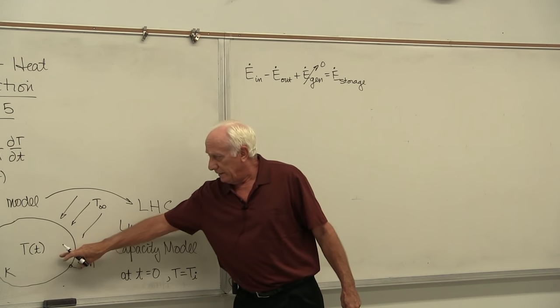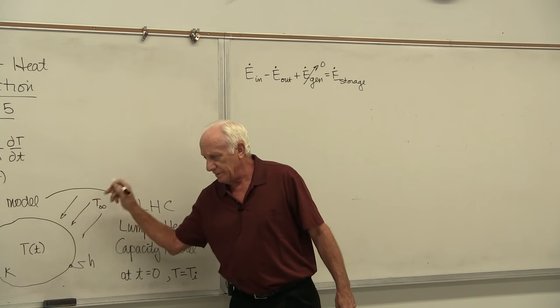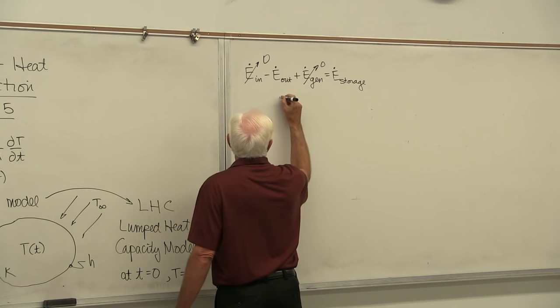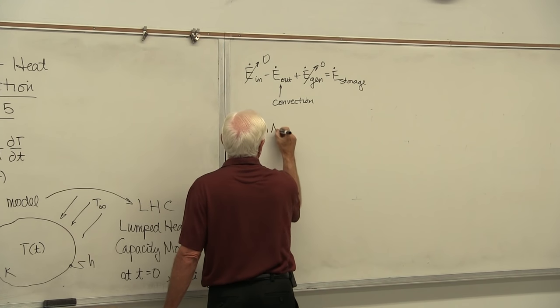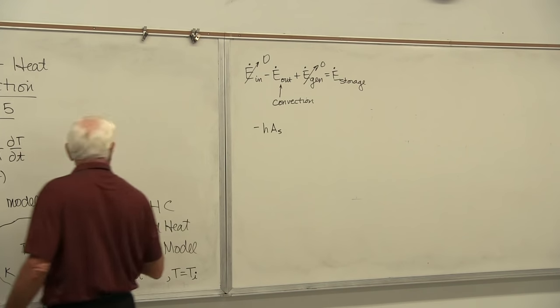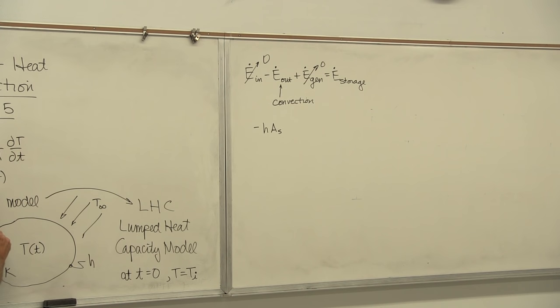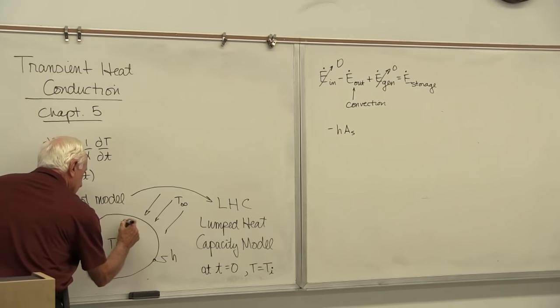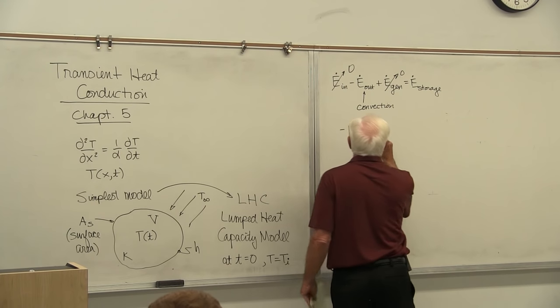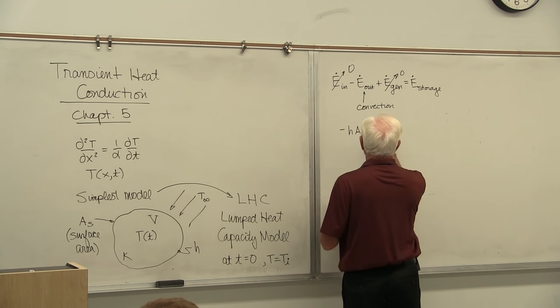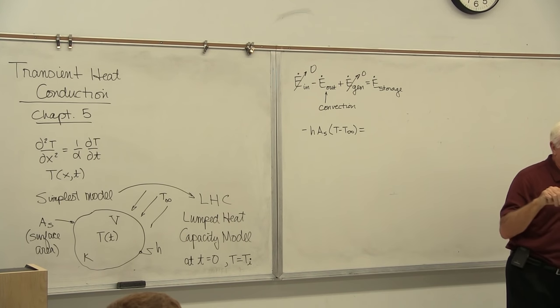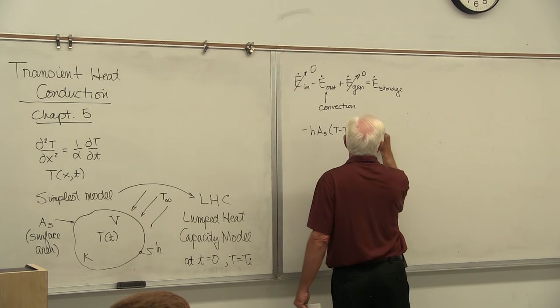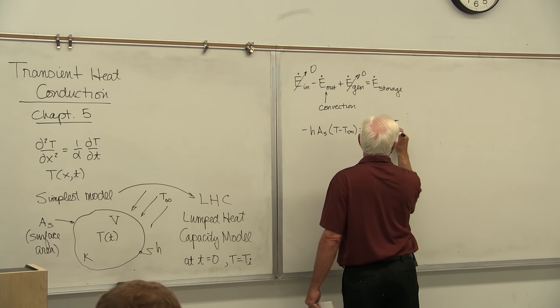So, heat, this is hot, that's cold. Heat's going out. Heat's not coming in. Zero. This is by convection. Minus h A s. A s is the surface area. The volume of this is capital V. h A s, and our temperature T minus T infinity, equal storage, m c sub p, delta T. The mass is the density times the volume. Specific heat, dT, d time.